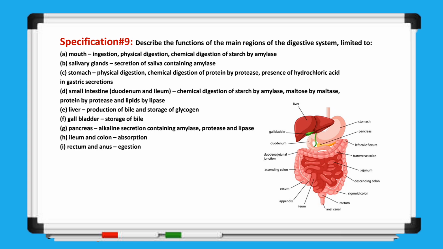The liver, production of bile and storage of glycogen. The gallbladder, storage of bile. The pancreas, alkaline secretion containing amylase, protease, and lipase. The ileum and colon, absorption. And finally, the rectum and anus, digestion.